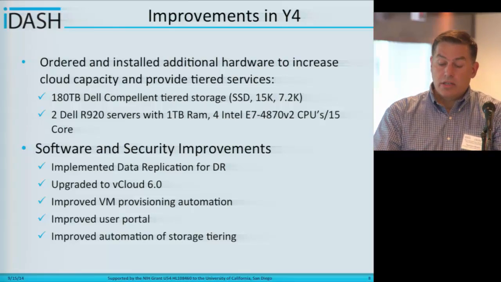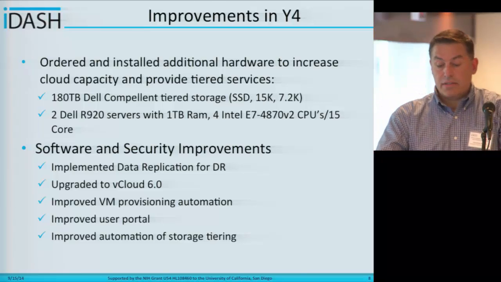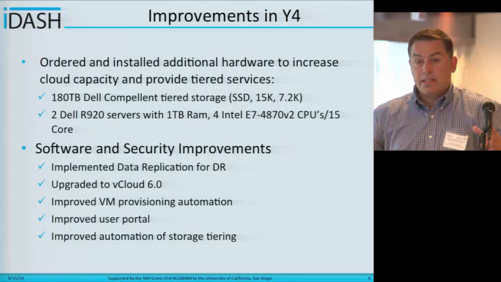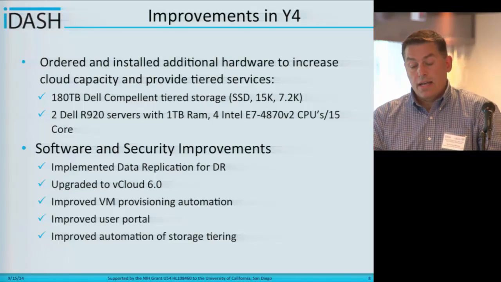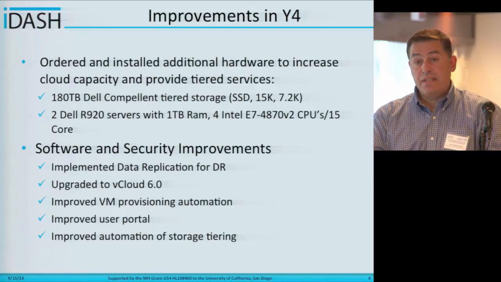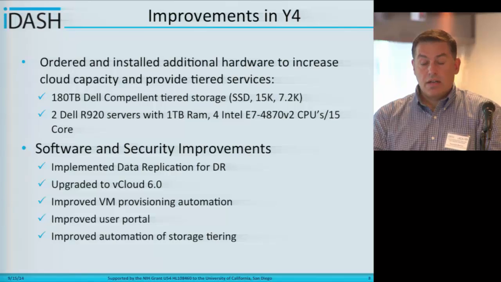Some of it is hardware. As you can see, we've ordered and installed additional hardware, 180 terabytes of additional storage using Dell Compellent. This is a tiered storage system which includes SSDs, the solid-state drives, 15K drives, and 7.2K drives for a nice tiering of the data. We added 2 more Dell 920 servers with 1 terabyte of RAM each. This has 4 CPUs per server, and each of these CPUs have 15 physical cores or 30 virtual or logical cores. So there's a nice addition to the iDASH Cloud infrastructure.